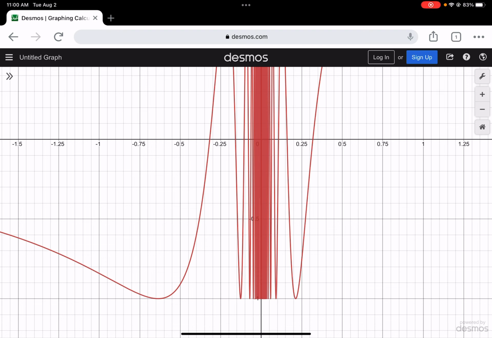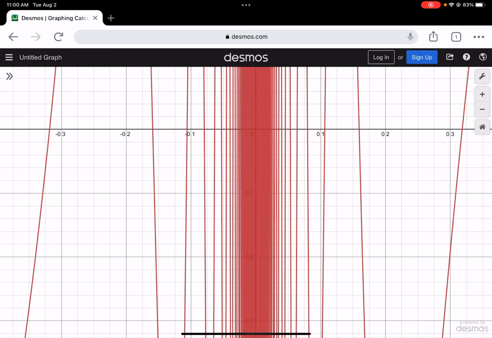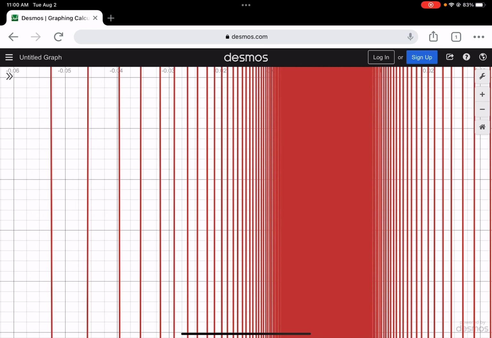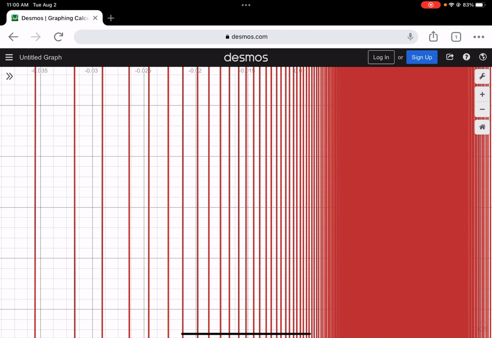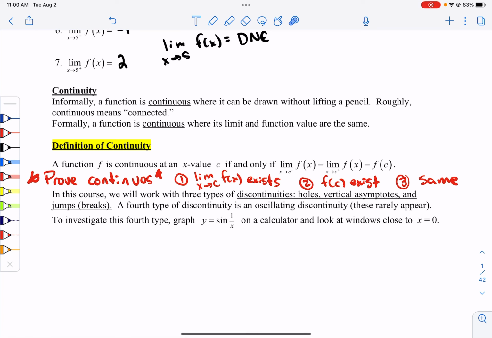Right here at the bottom, you can see that the rate that it's going up and down is getting a lot closer together. And as I zoom in, you'll notice that these lines just keep getting closer and closer and closer together. It is still oscillating. Okay, my function is still oscillating. It's just oscillating closer and closer together. So that is called an oscillating discontinuity.